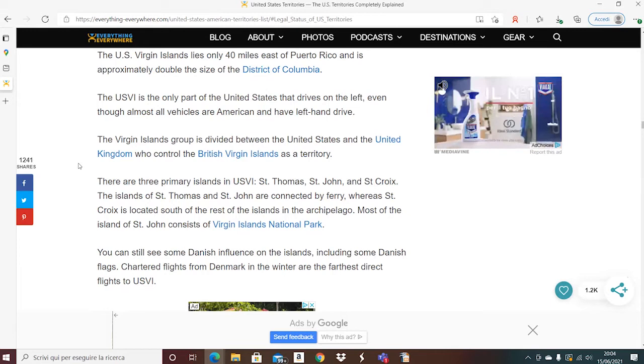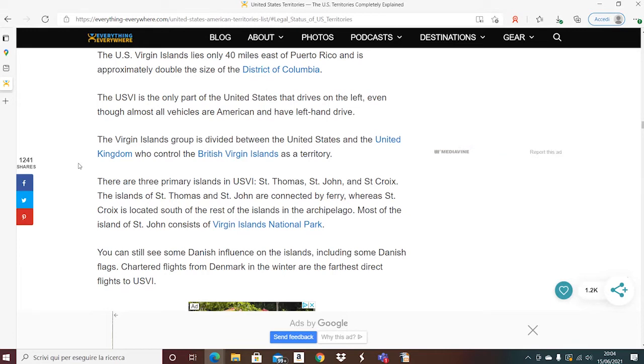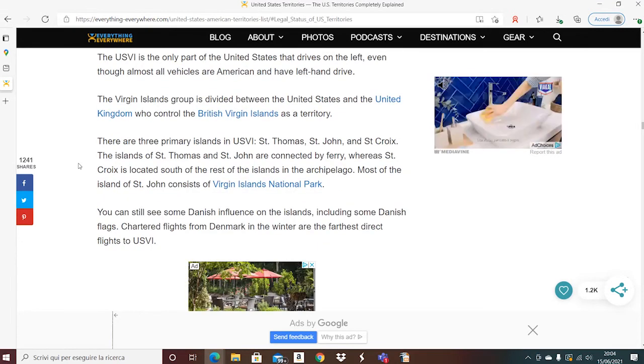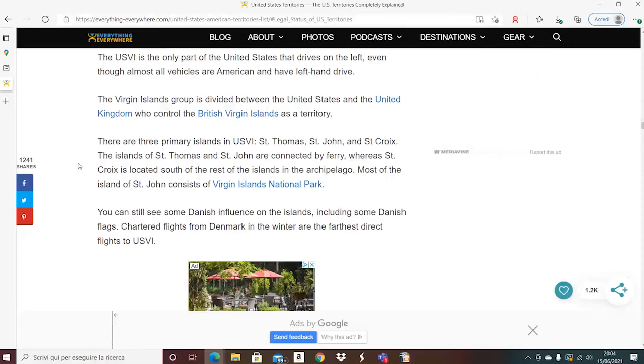Most of the island of St. John consists of Virgin Islands National Park. You can still see some Danish influence on the islands, including some Danish flags. Chartered flights from Denmark in the winter are the fastest direct flights to US VI.